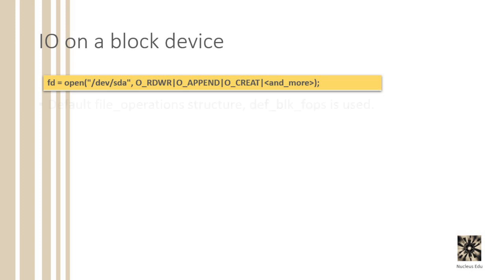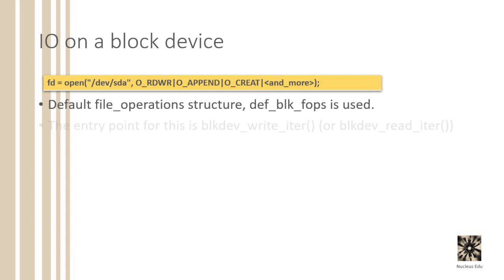Since we're using it directly, there is no file system over it. The default file operation structure is used for it, which is def_block_fops. So from the VFS layer, the entry function is blkdev_write_iter or blkdev_read_iter, depending on whether you make a write or a read system call respectively.